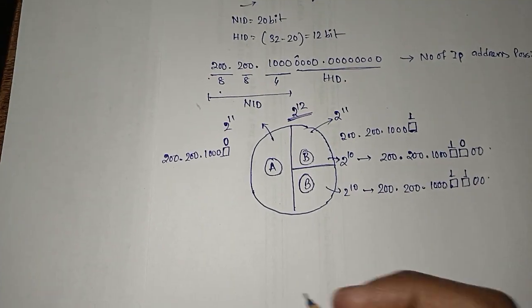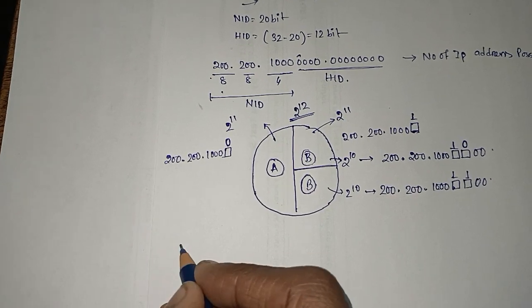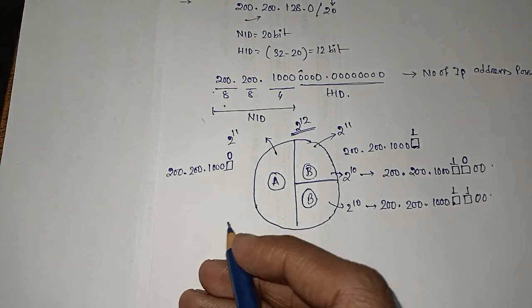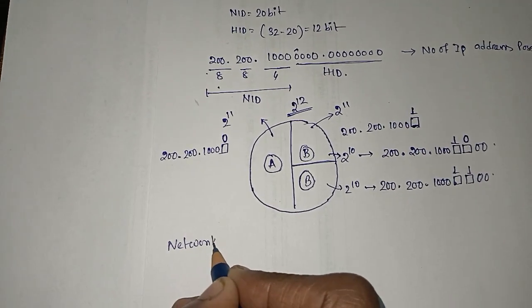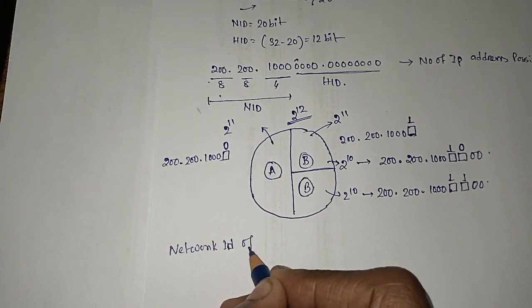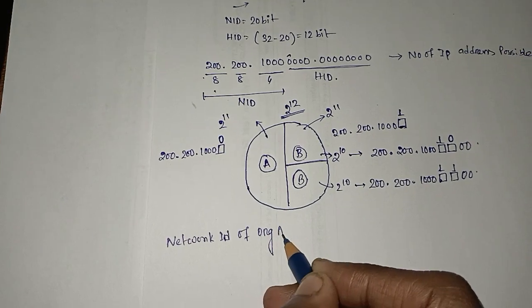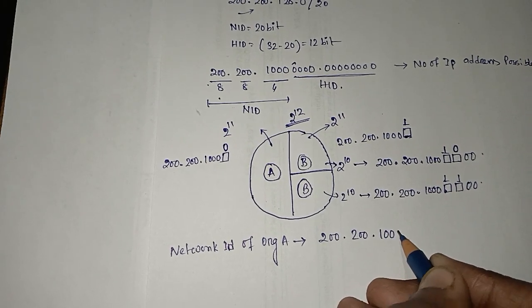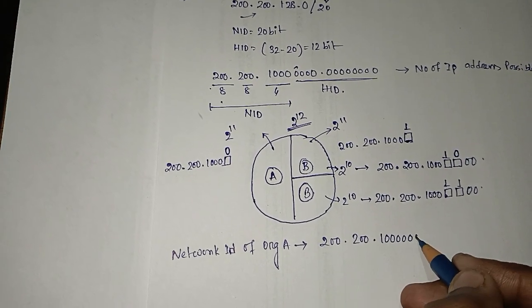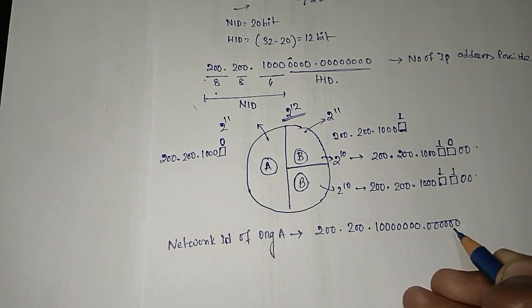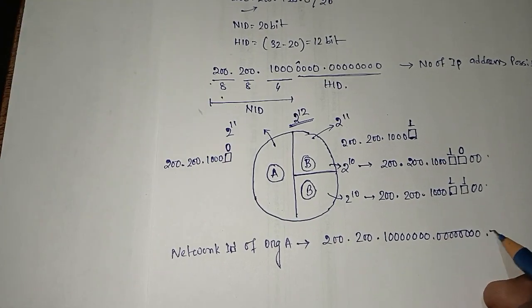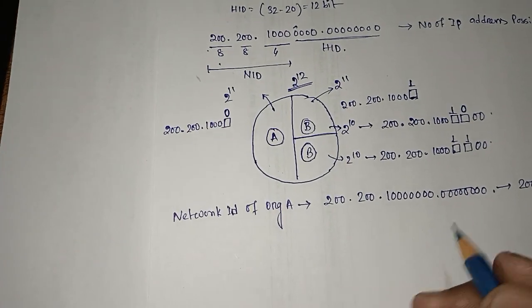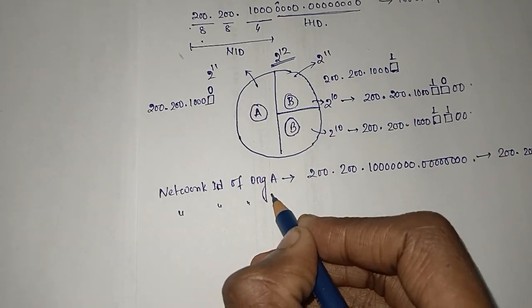So overall, if we get the network ID of organization A, the network ID of organization A is 200.200.1 consecutive 70, so this will be 200.200.128.0. And then we have to calculate the network ID of organization B.